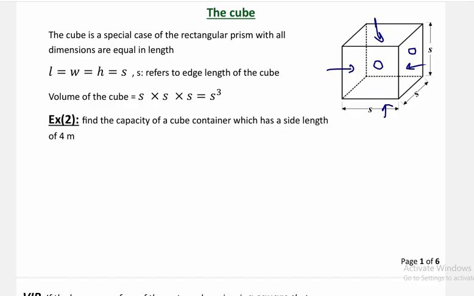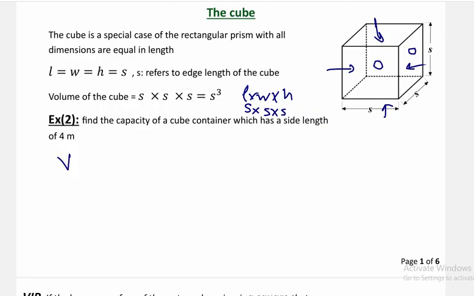Then the capacity or the volume of the cube will be, you can apply this law, length times width times height, and you know that length equals width equals height, so you need to multiply the same number by itself 3 times, or more professionally, when length equals width equals height, denote each of them as S, so volume is S times S times S. Let's see an example. Find the capacity of the cube container which has side length of 4 meters.